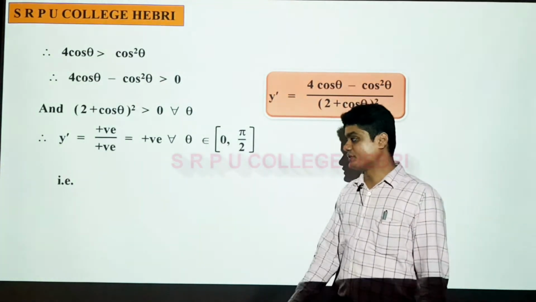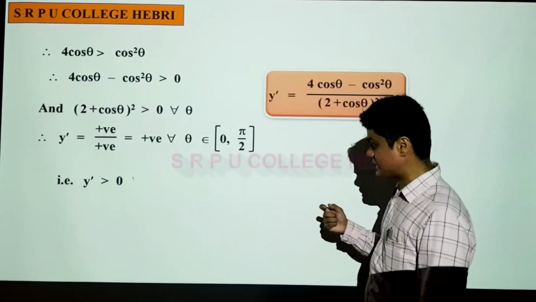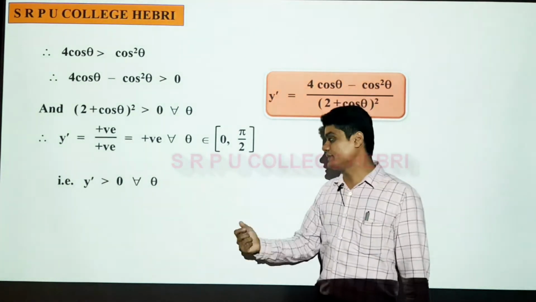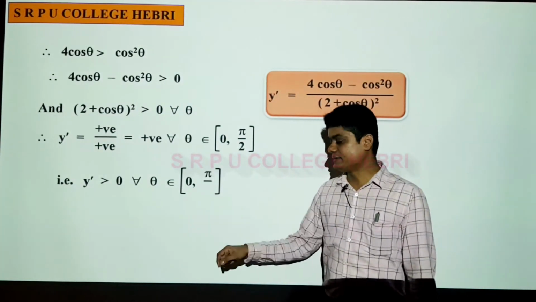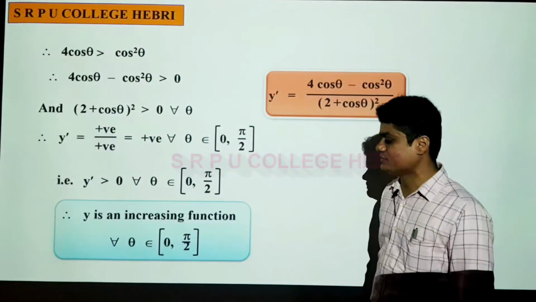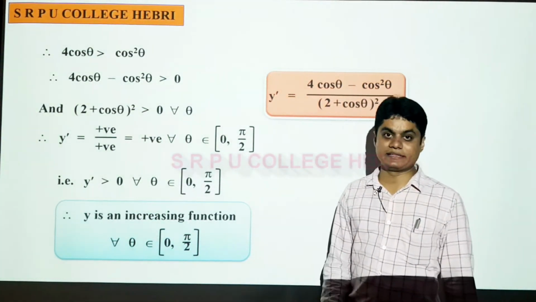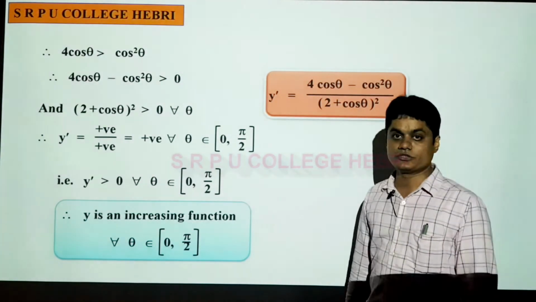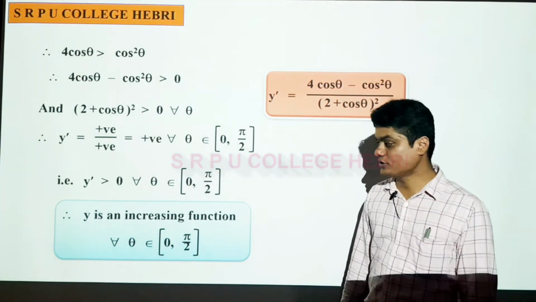Understood? So we proved that y dash is greater than 0 for every theta between 0 to pi by 2, and this is what is asked in the question. So y is an increasing function in the interval 0 to pi by 2. y is an increasing function in the interval 0 to pi by 2. I hope you understood. Very good.